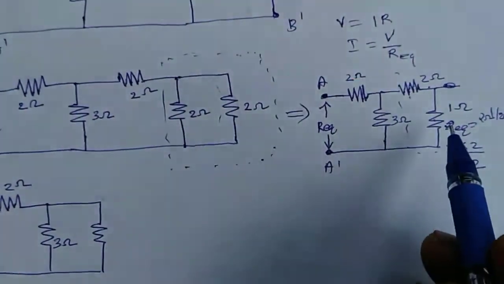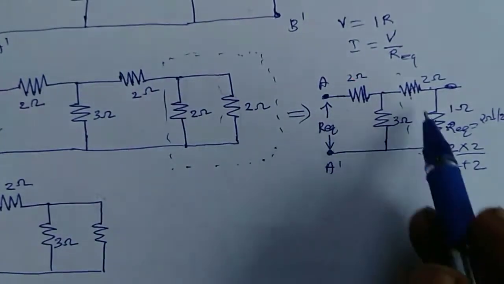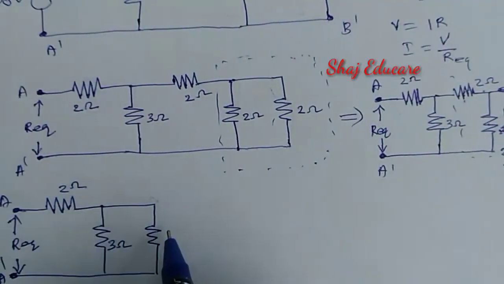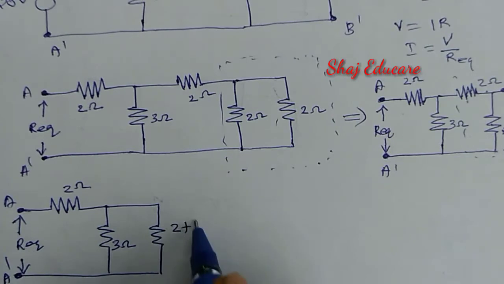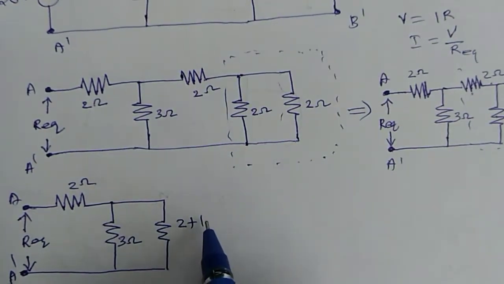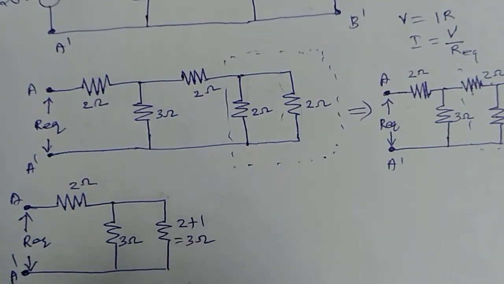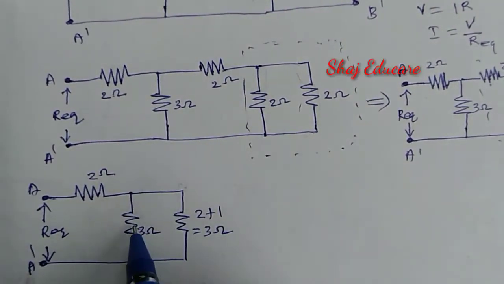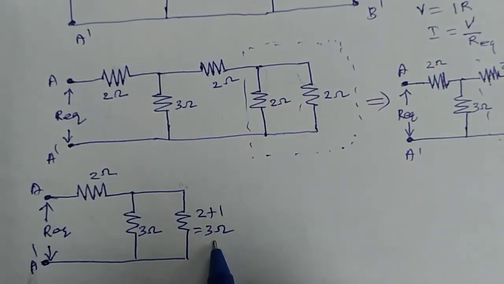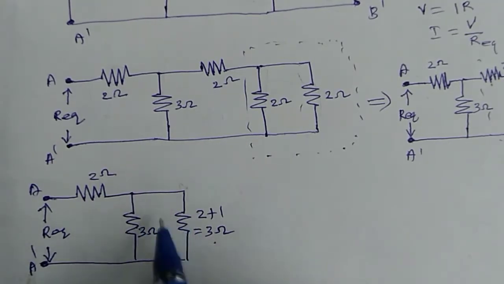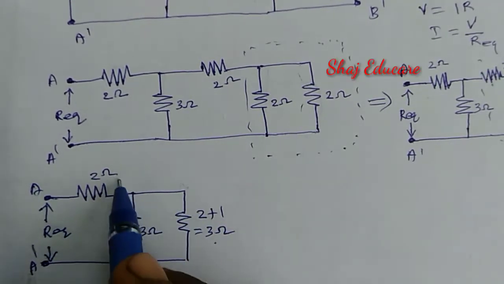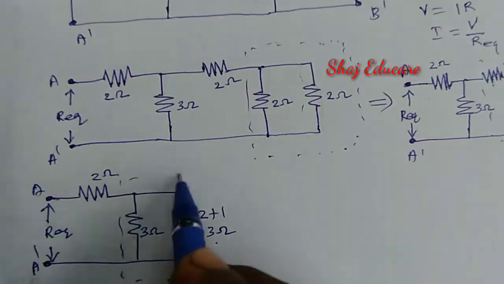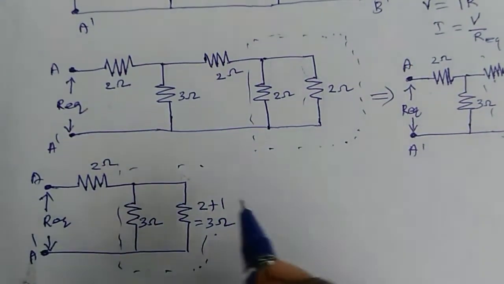Okay, 2 ohm and 1 ohm resistances are in series to each other. Then the equivalent resistance will be 2 plus 1, that gives 3 ohm as the equivalent resistance. Now what about this 3 ohm resistance and this 3 ohm resistance? They are parallel to each other. So again, let us replace these two resistances using their equivalent circuit.